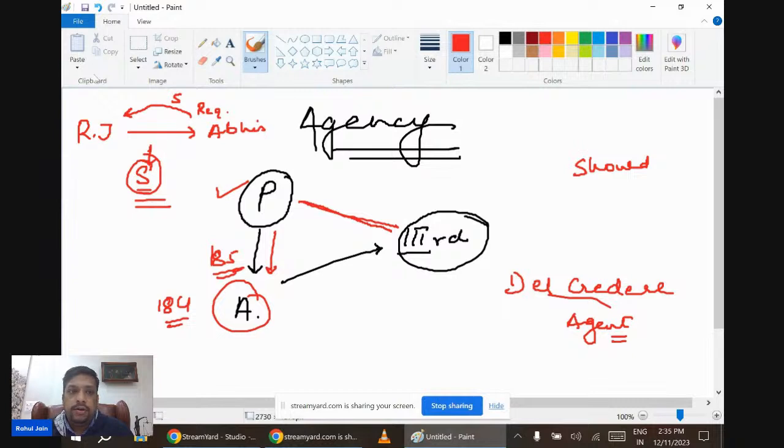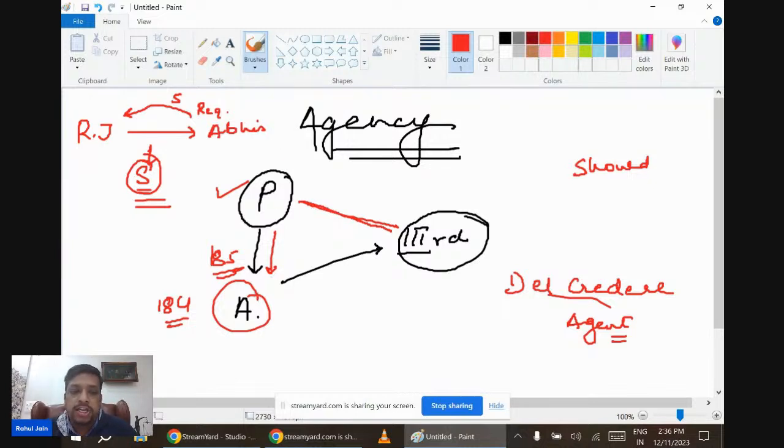Understood. Okay, sir, how can this agency be created? This agency can be created first of all by principal's express authority or implied authority, that I am giving you this task to be done. Or in emergency situation, or by way of estoppel, or by way of ratification. Sir, what do you mean by ratification?